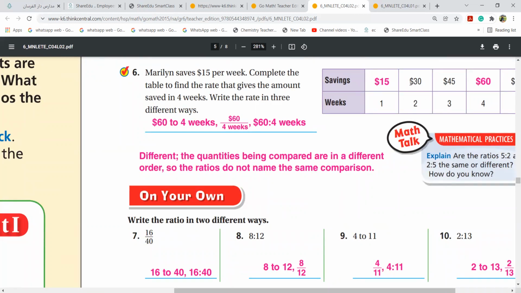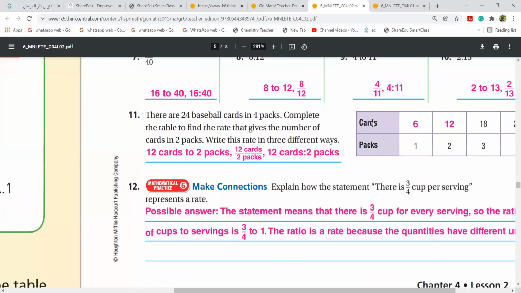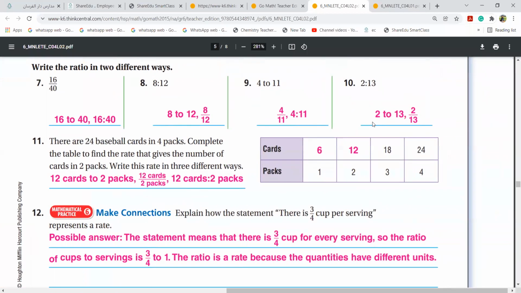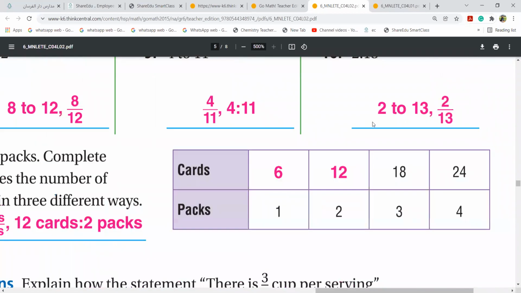Will you be able to write? If 2 is 30, so how much is 1? You will divide 30 by 2, or you'll multiply 2 times 15, yes? Yes, my dear.